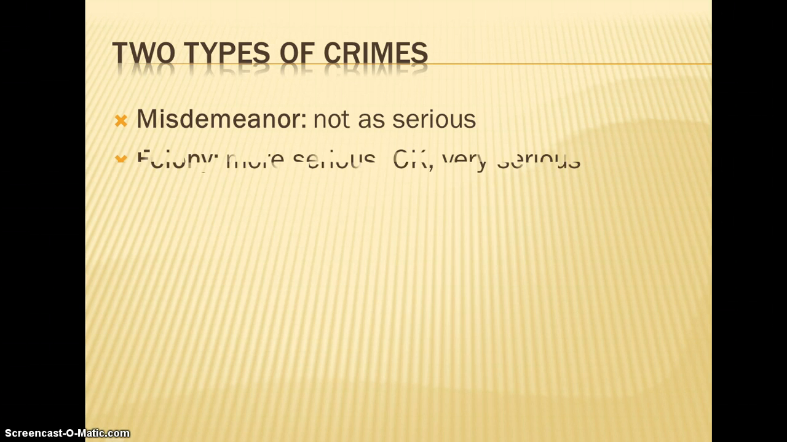There are two types of crime. Obviously, misdemeanors are not going to be as serious. There's going to be like petty theft, maybe public intoxication, trespassing, and simple assault. The next phase is felony. They are very serious charges. It's going to be more murder, burglary, rape, robbery, possession of drugs with intent to distribute, stalking. Those are very, very serious crimes.